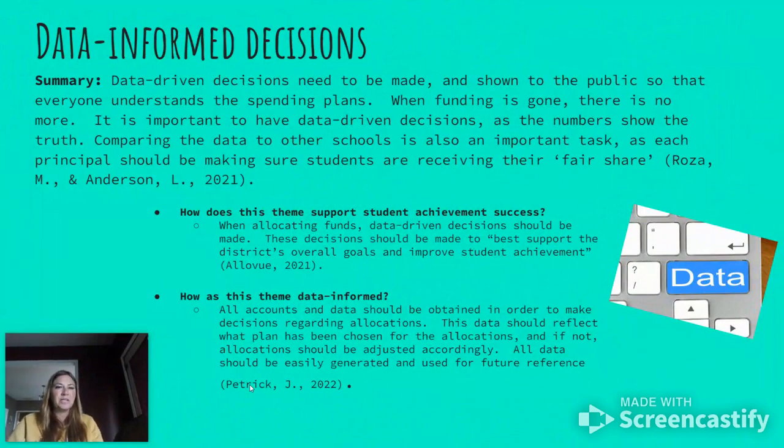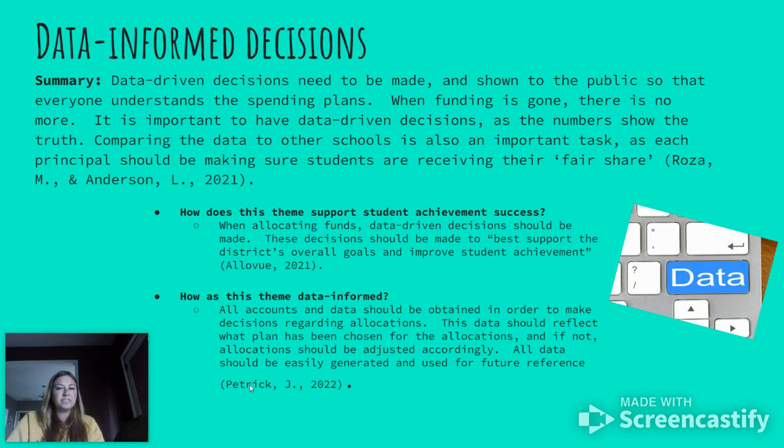Data-informed decisions. Summary. Data-driven decisions need to be made and shown to the public so that everyone understands the spending plans. When funding is gone, there is no more. It is important to have data-driven decisions as the numbers show the truth. Comparing the data to other schools is also an important task, as each principal should be making sure students are receiving their fair share.